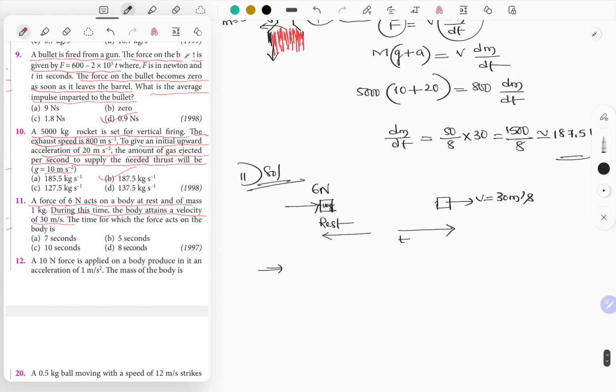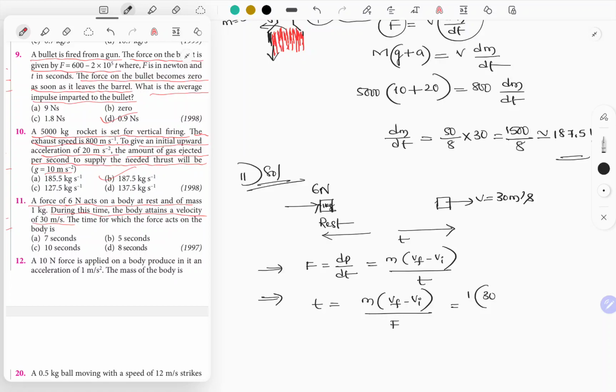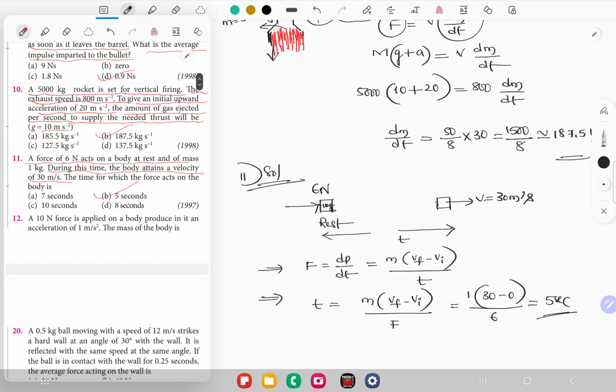So you can write down F is equal to dp by dt. Momentum of the body is changing, right? So you can write down mass into final velocity minus initial velocity divided by time. They are asking time taken. So t is equal to m into v final minus v initial divided by F. Mass of the body is 1 kg. Final velocity is 30. Initial velocity is 0. Divided by force acting on it, which is 6. Then t is equal to 5 seconds. This is the time taken by that object to gain a velocity of 30 meter per second. So option B is correct.